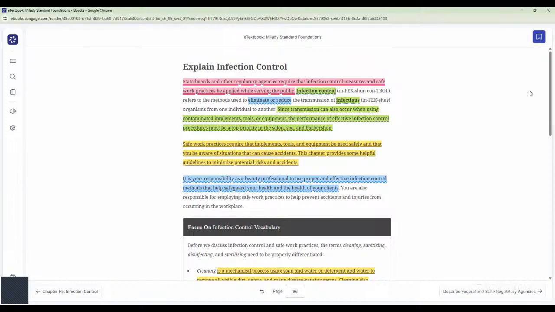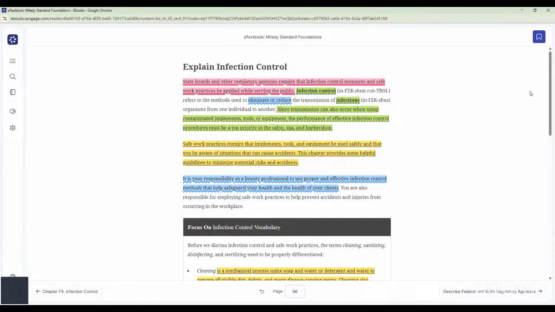It says state board, in the pink, state board and other regulatory agents require that infection control measures and safe work practices be applied while serving the public. When we are doing our clients' hair, skin, nails, we are serving the public, okay? Infection control refers to methods used to eliminate or reduce the transmission of infection, our infectious organisms from one individual to another. So our job is to help stop the spread of bacteria from one person to another. This thing does not need to become communicable, does not need to be passed from one person to the next. Okay.